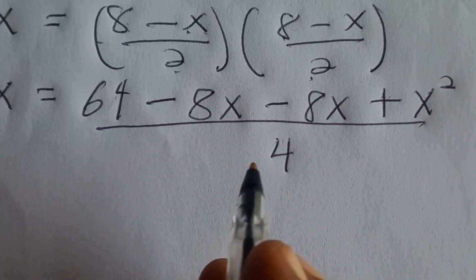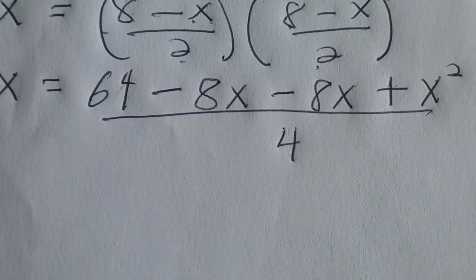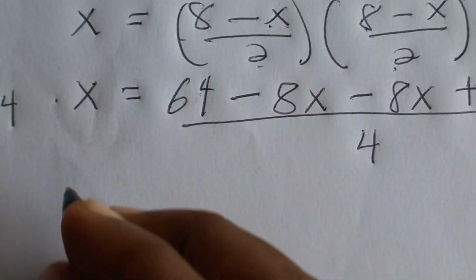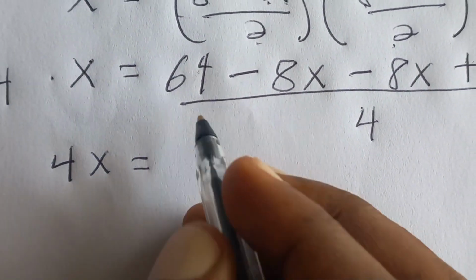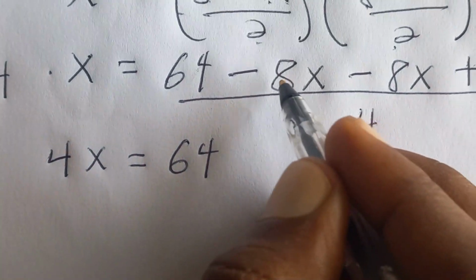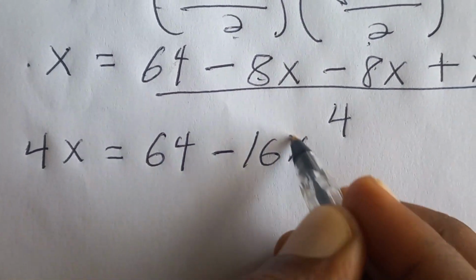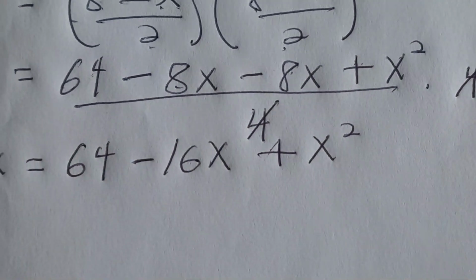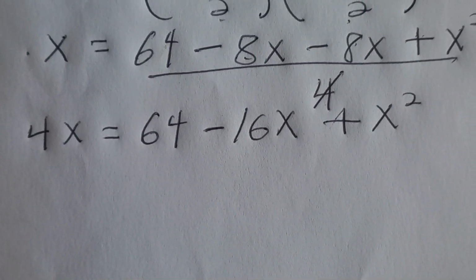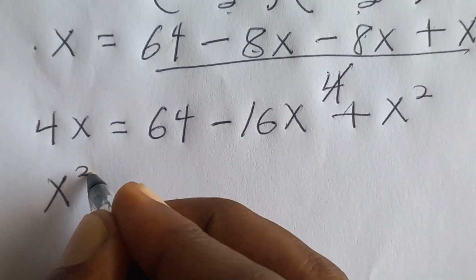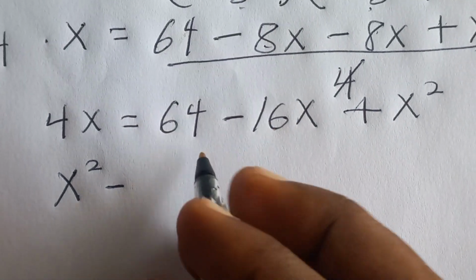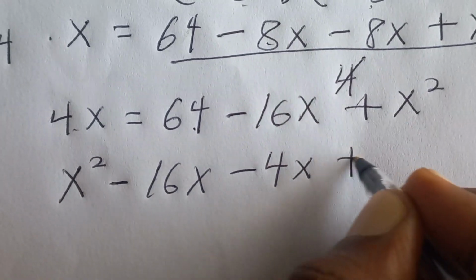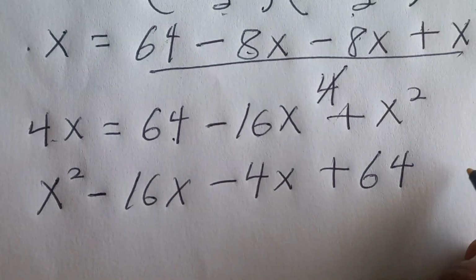So from here, you can divide or multiply both sides. Let's multiply both sides by 4. So I'm going to get 4x is equal to 64, this and this, we're going to get negative 16x plus x squared. This one cancels. So now, let's send all terms to one side. So we're going to get x squared minus 16x, then minus 4x, then plus 64, and it's equal to 0.